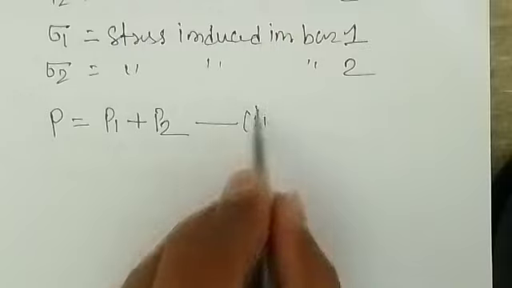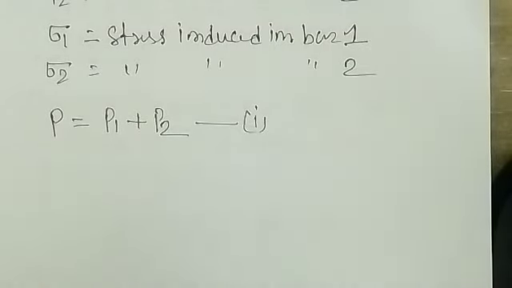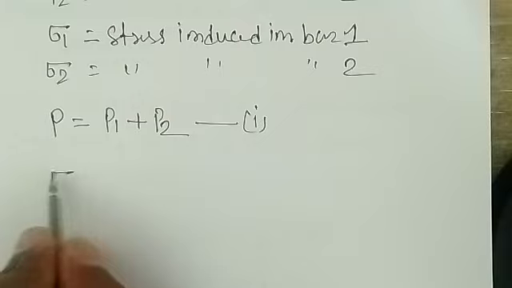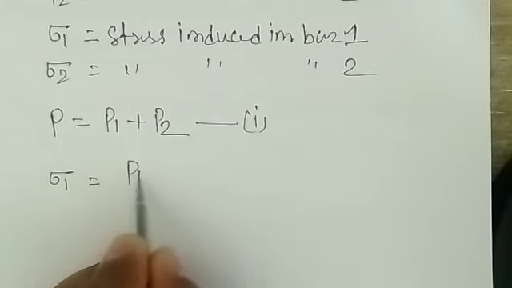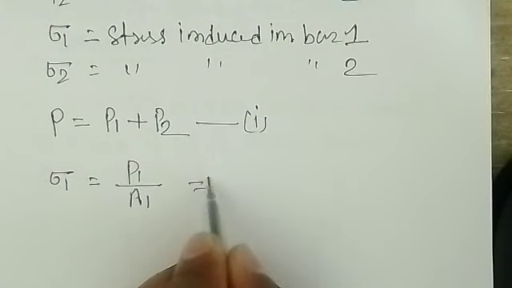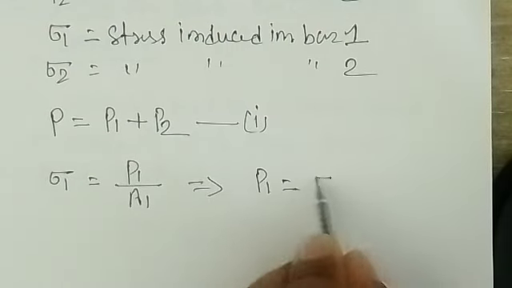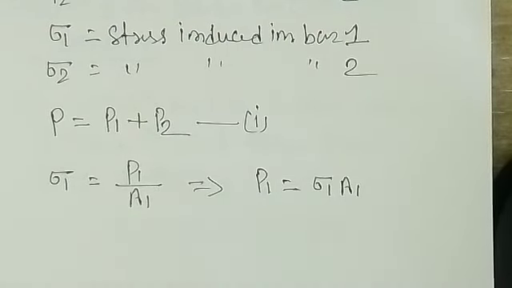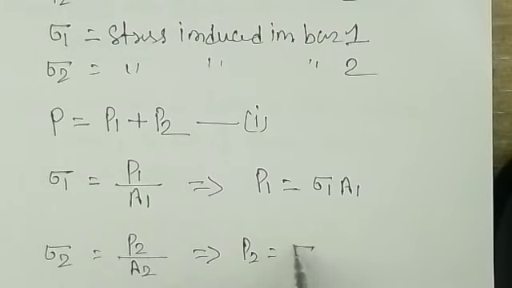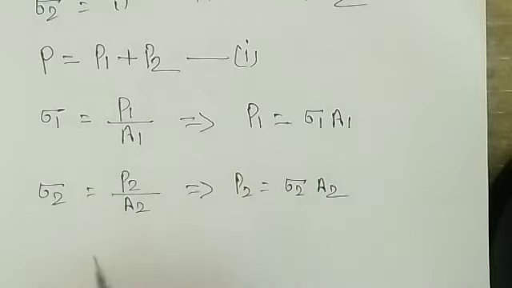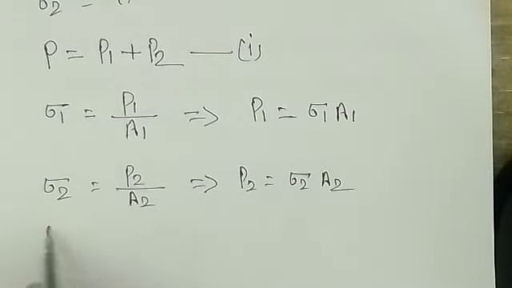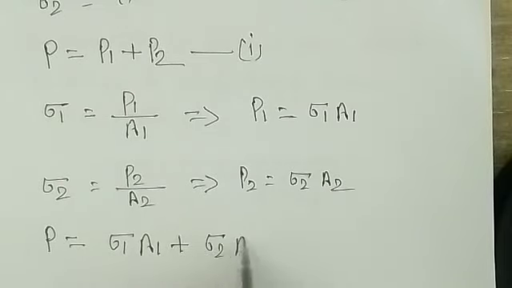Let's say this is equation 1. Now, the stress in bar 1, sigma 1, is equal to P1 by A1, which gives P1 equal to sigma 1 times A1. Similarly, sigma 2 is equal to P2 by A2, which gives P2 equal to sigma 2 times A2. When you substitute these values of P1 and P2 in this equation, it takes the form P is equal to sigma 1 A1 plus sigma 2 A2.